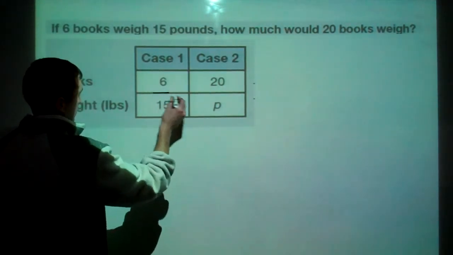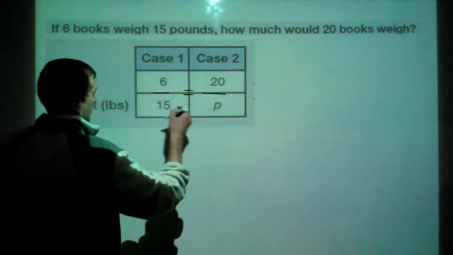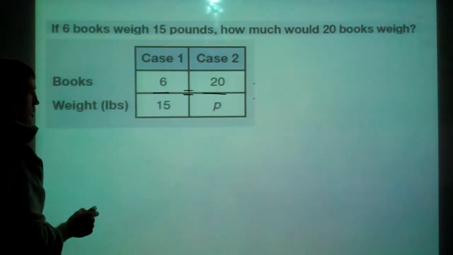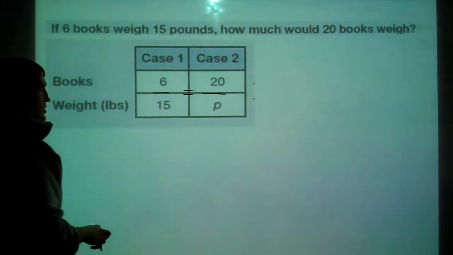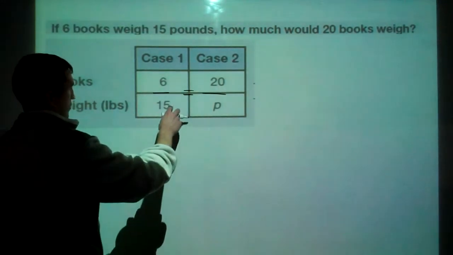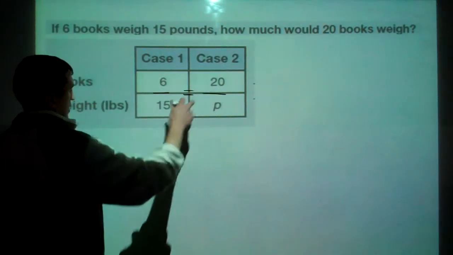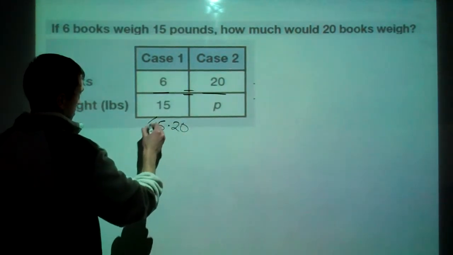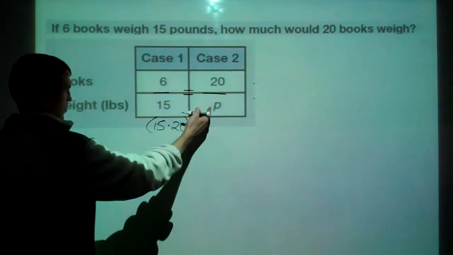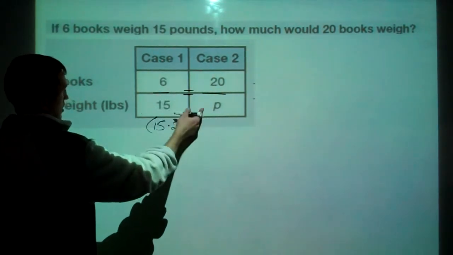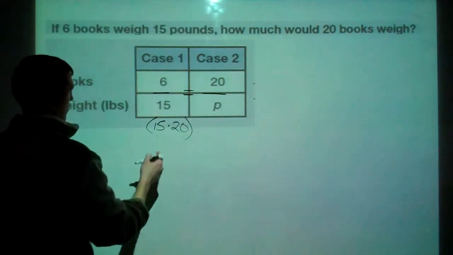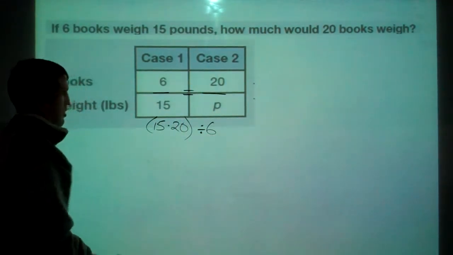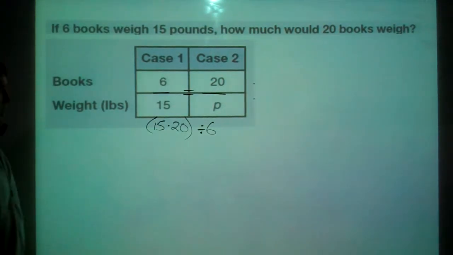Then we have a nice little proportion. So 6 over 15 equals 20 over P. And what we can do is we can cross multiply. We can go 15 times 20, and then divide by the one opposite our letter, or diagonal from our letter, sorry. So we'll divide by 6. So that would give us the weight here.